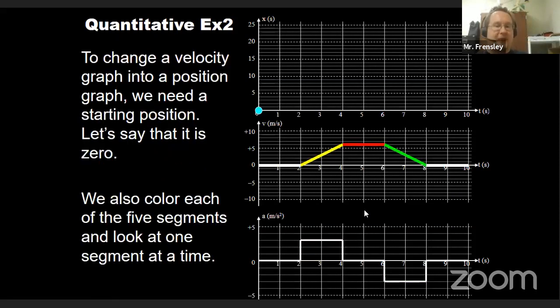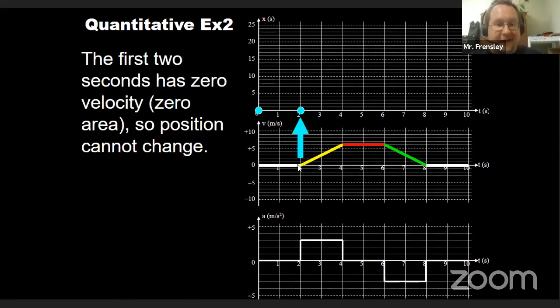Now I'm going to split that trapezoid into areas. The first area is 0, so no change in the position. This area I think is 2 by 6, but it's a triangle, so that's 6.